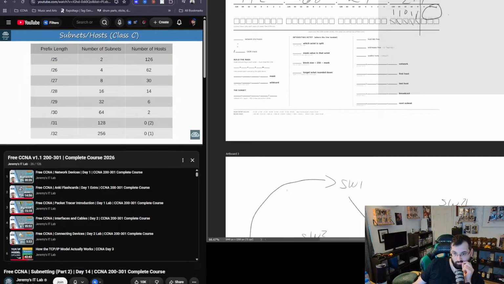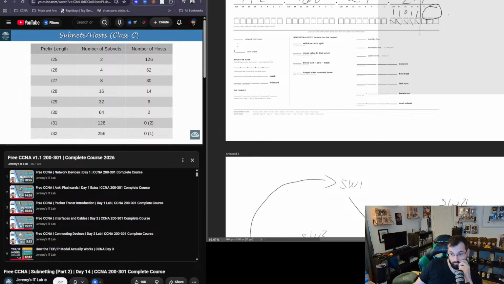Okay, let's review some numbers. This is a table of the different subnet sizes for Class C networks. For example, with a /25 prefix length, you divide the network into 2 subnets, and each subnet can contain 126 hosts. I recommend that you memorize these numbers. It will help you perform subnetting faster and easier than if you have to calculate everything every single time. Although these are fairly simple to calculate.